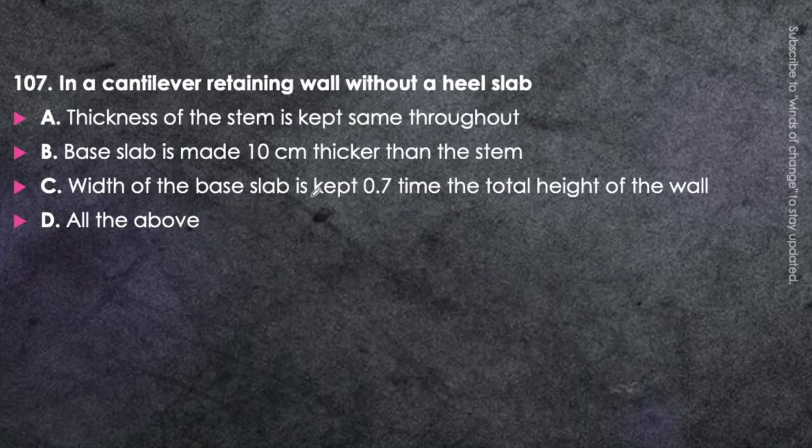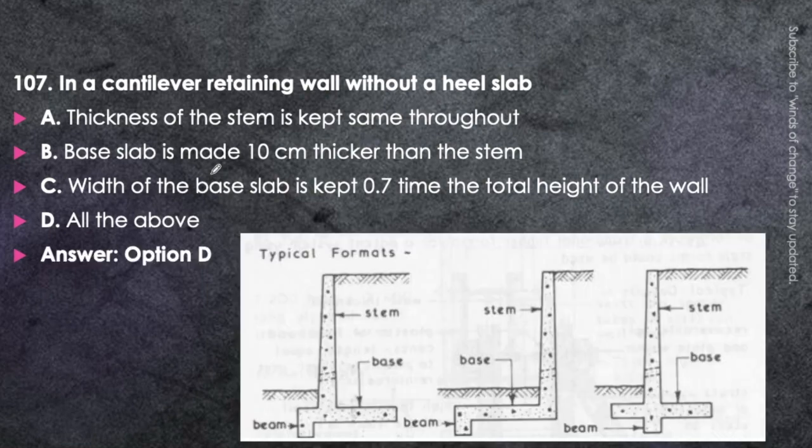Next question. In a cantilever retaining wall without a heel slab, the thickness of the stem is kept the same throughout, the base slab is made 10 cm thicker than the stem, the width of the base slab is kept 0.7 times the total height of the wall, or all of the above. In case of a cantilever retaining wall without a heel slab, what conditions have to be adopted? The answer will be all of the above.